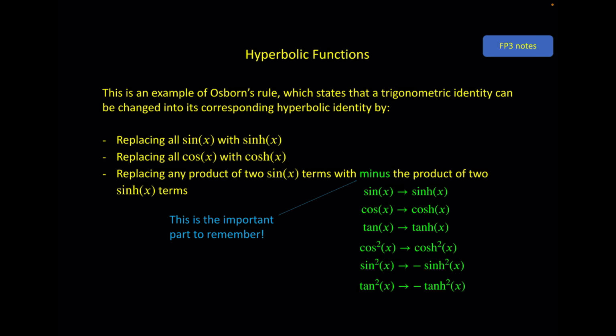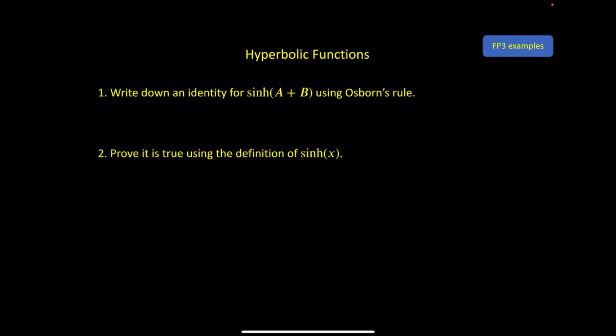So I hope writing all of those six down makes that a little bit clearer. I should have clicked on that sooner. We've already explained why that is, because it's an implied product of two sin x terms. Okay, so let's work through some examples, because that's the rule, and it means that any trigonometric identity can be turned into a hyperbolic identity, but you've got to apply the rule correctly.